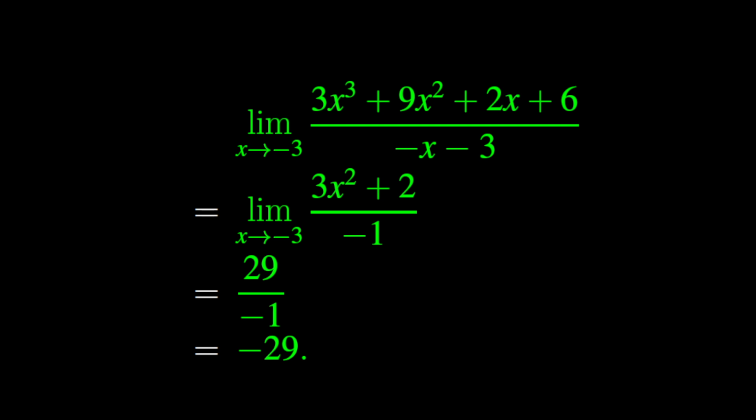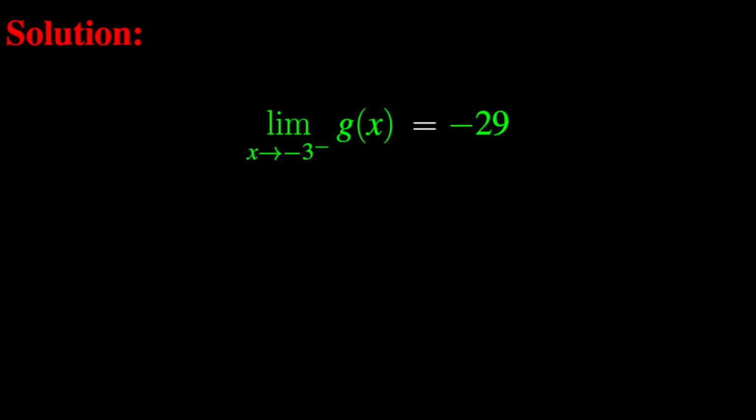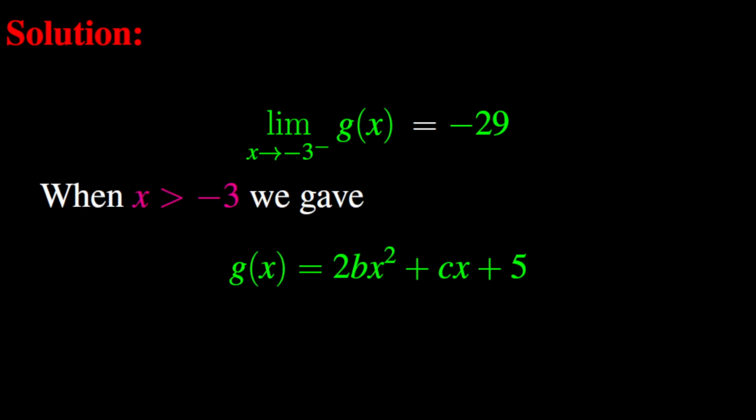By replacing -3 in this new function, we find that the limit is -29. The limit of the function g of x when x goes to -3 is -29. Now, let us evaluate the limit as x approaches -3 from the right.